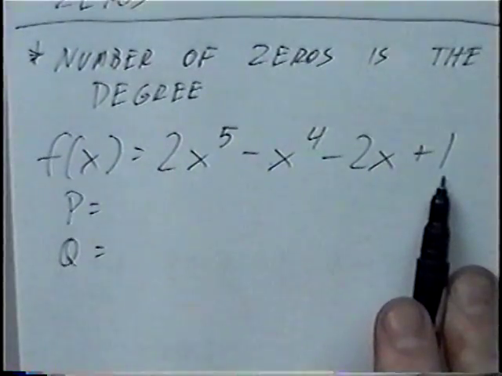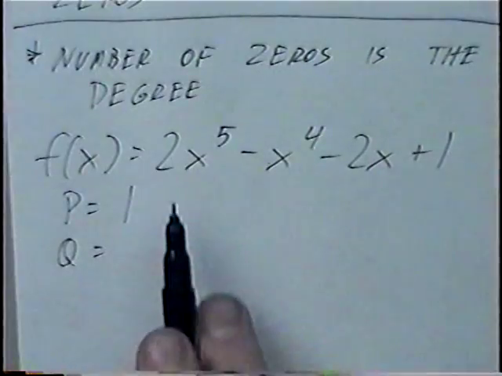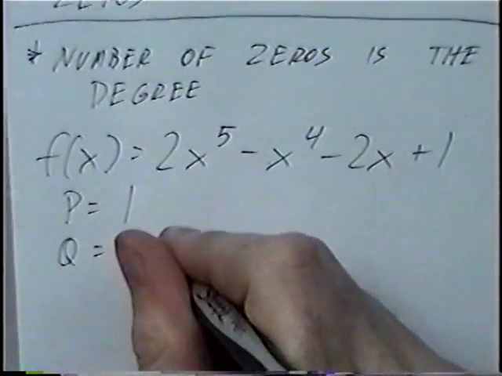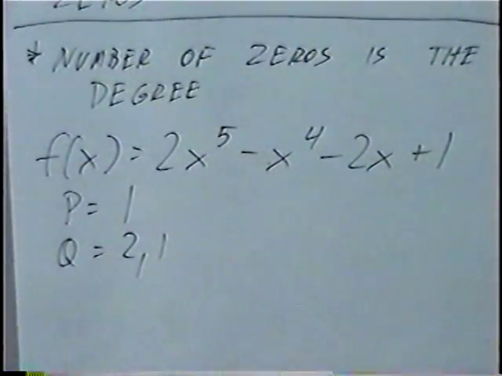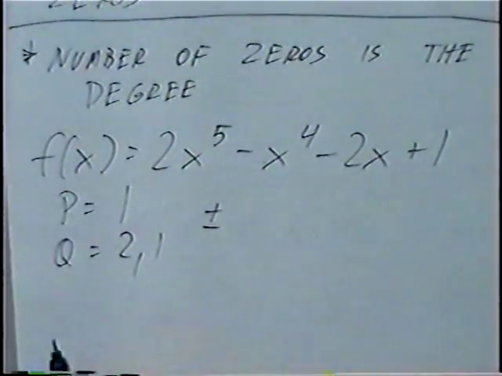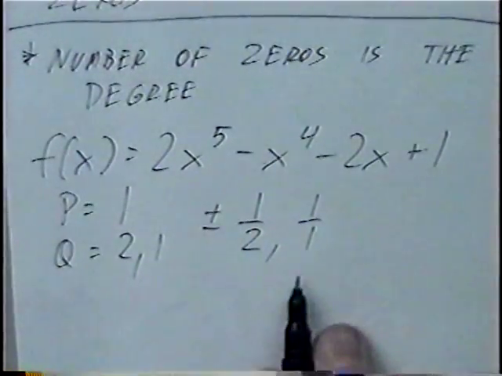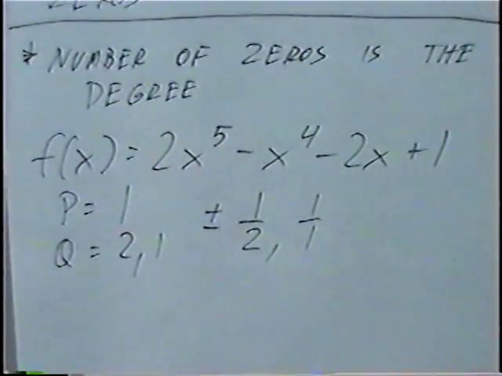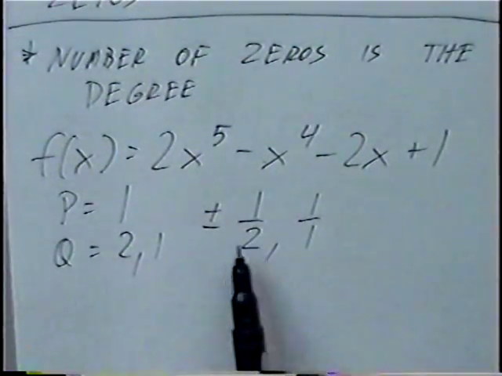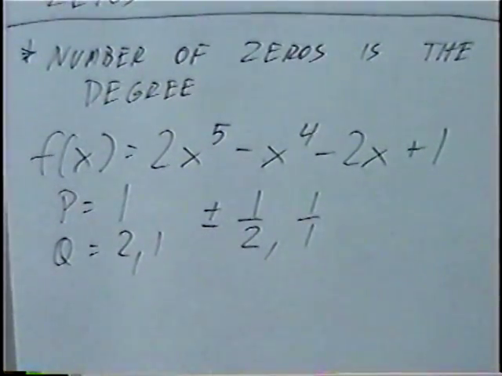The last number, the constant 1, would be p, and the only factor of 1 is 1. And q, the leading coefficient, the number in front of the degree, would be 2, and the factors would be 2 and 1. So listing out the possible zeros, which could be positive or negative, 1 over 2, or 1 over 1, which would be 1. So the possible rational zeros are positive 1/2 and positive 1, and also negative 1/2 and negative 1. And again, some of these will be zeros and some of them will not.